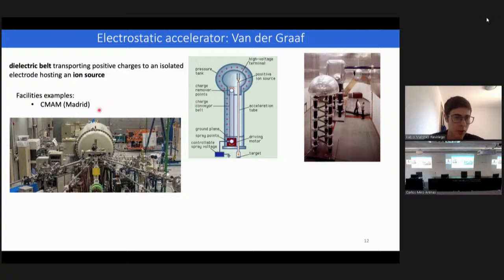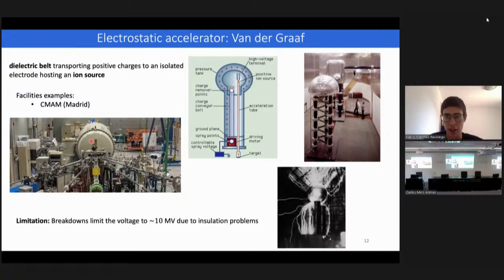For instance, this accelerator can be found in the CNA in Madrid. Here you can find a picture. However, these accelerators are limited due to breakdowns. They can reach an electric potential difference of around 10 megavolts, more or less, at maximum, due to insulation problems. As you can see here, for example, a picture of a breakdown when the potential is too high.